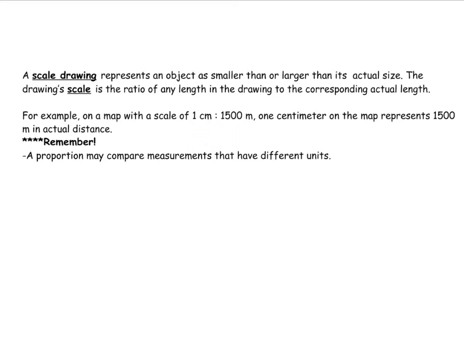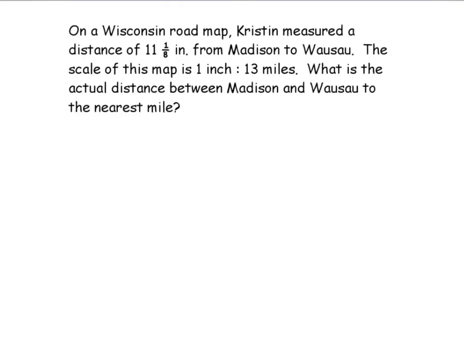Now, last time we did all the same units because we were comparing inches to inches. We were trying to find the height there. But in this case, when you're trying to find comparison for scales, we can actually compare 2 different units. So this first example says, on a Wisconsin road map, Kristen measured a distance of 11 1/8 inches from Madison to Wausau. On the map, it says that the scale is 1 inch representing 13 miles. What is the actual distance between Madison and Wausau to the nearest mile?